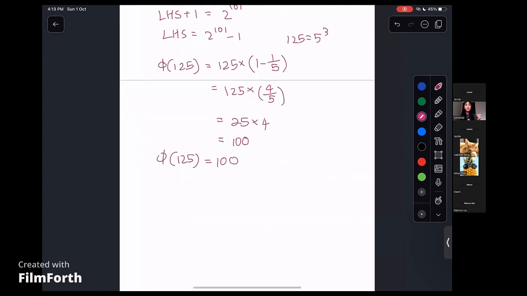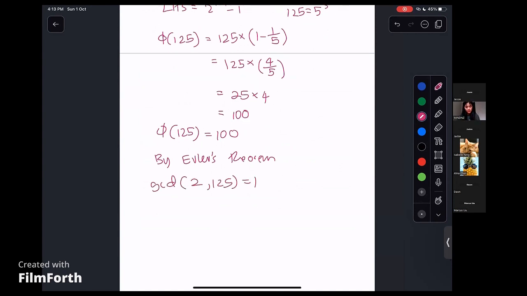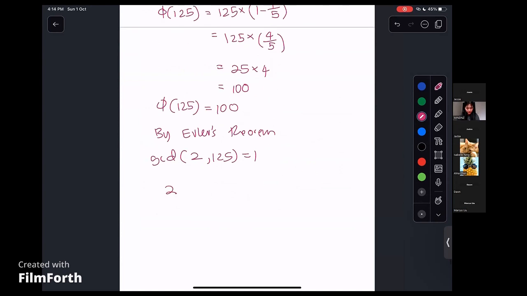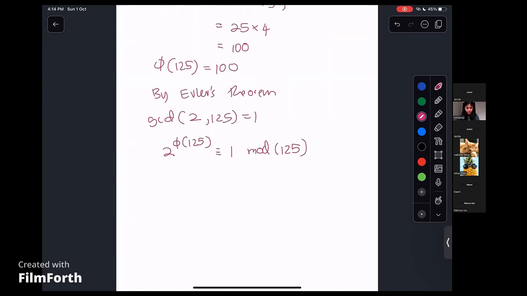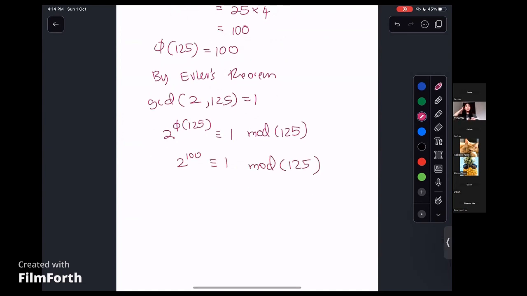So what does this mean? If we use Euler's theorem, first we see that the GCD of 2 and 125 is equal to 1, so we can use it. And because we know phi of 125 is equal to 100, we have this condition. And this is really useful.